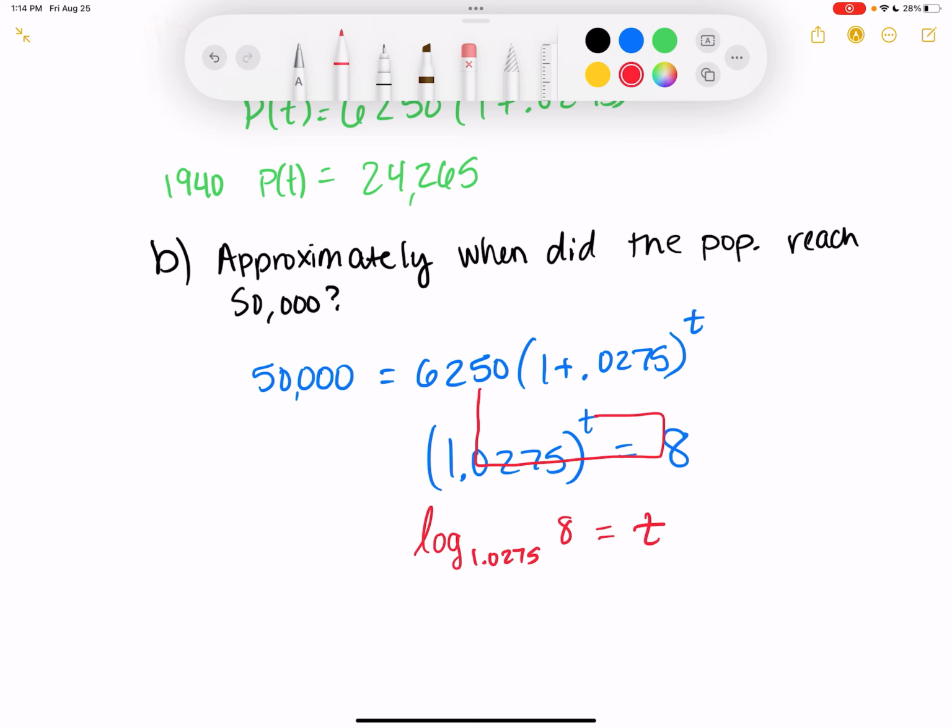And then you, in the little box, type in this 1.0275 and then arrow over and type in the 8 and then hit enter. And that's how many years.